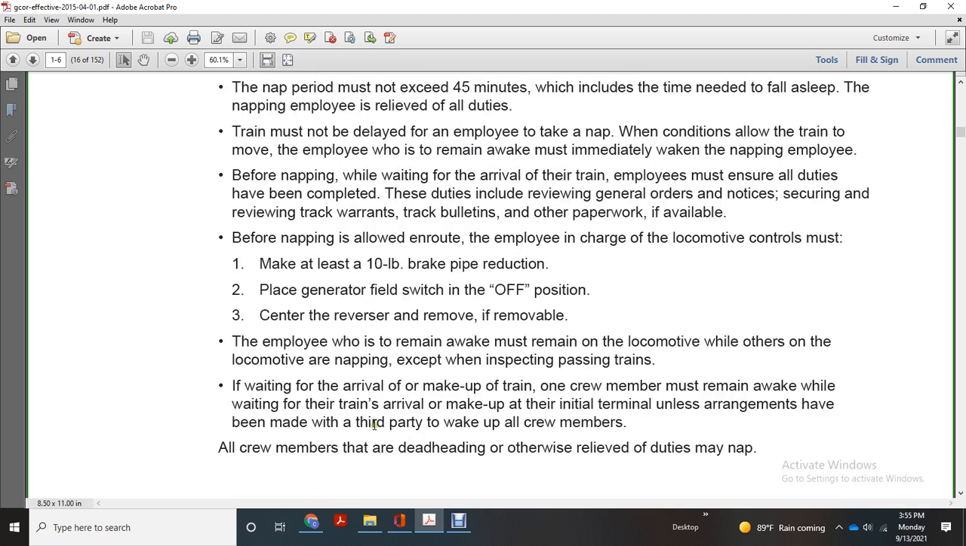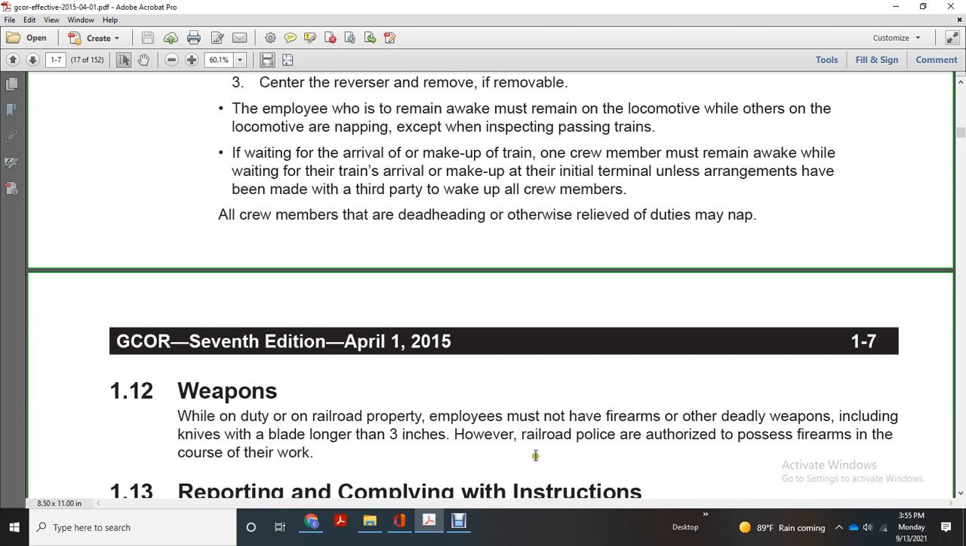The employee who is to remain awake must remain on the locomotive while others on the locomotive are napping, except to inspect a passing train or while waiting for the arrival of the makeup of the train. One crew member must remain awake while waiting for the train's arrival at the makeup of the initial terminal, and arrangements must be made with a third party to wake up all of the crew members. All crew members who are deadheading or otherwise relieved of duties may nap.